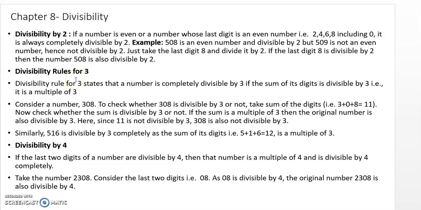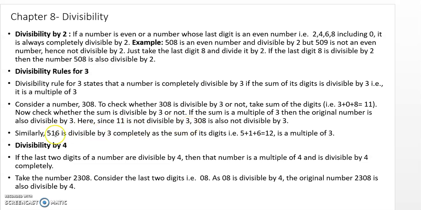Next is the divisibility rule for 3. What is said is that a number is completely divisible by 3 if the sum of its digits is divisible by 3, that is, it is a multiple of 3. Now if you take 308, just add 3 plus 0 plus 8, you will get 11. Then check whether the sum is divisible by 3 or not. Now if the sum is a multiple of 3, then the original number is also divisible by 3. Here 11 is not divisible by 3. So 308 is also not divisible by 3.